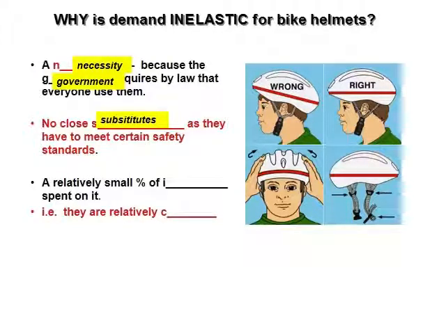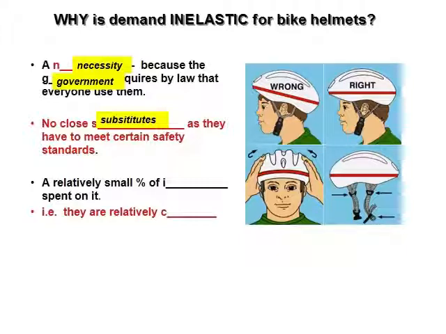So, for example, cheap helmets sold on the internet in China are not legal in New Zealand because they don't meet the required safety standards. So there are really no close substitutes. And thirdly, they're relatively cheap.